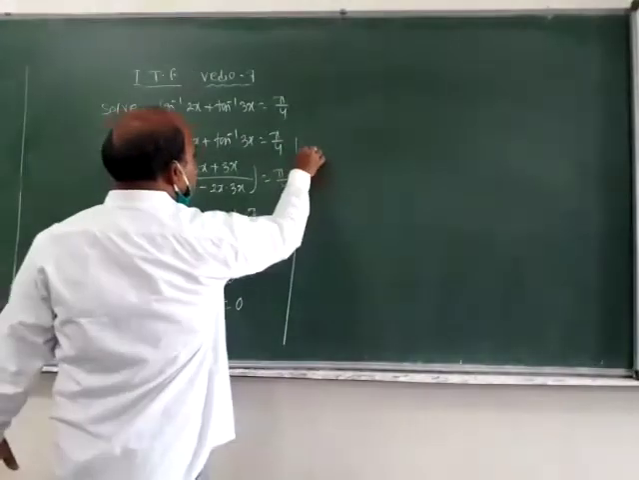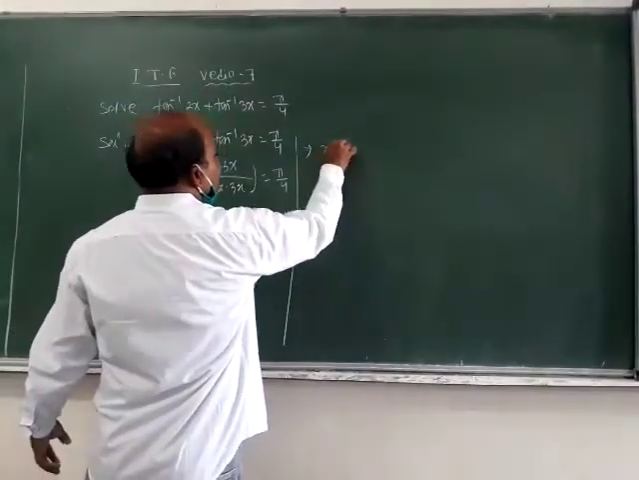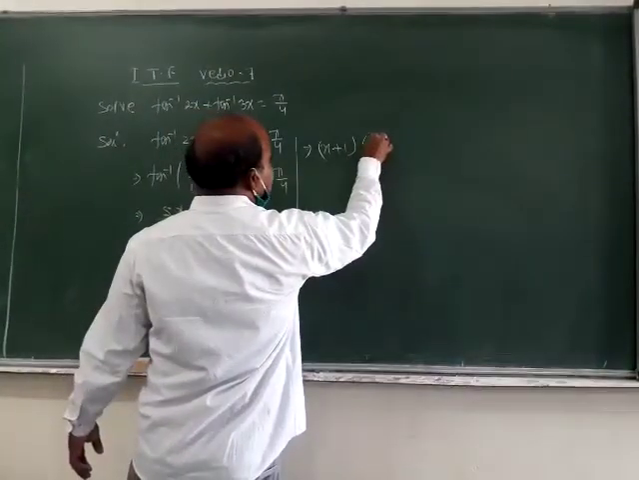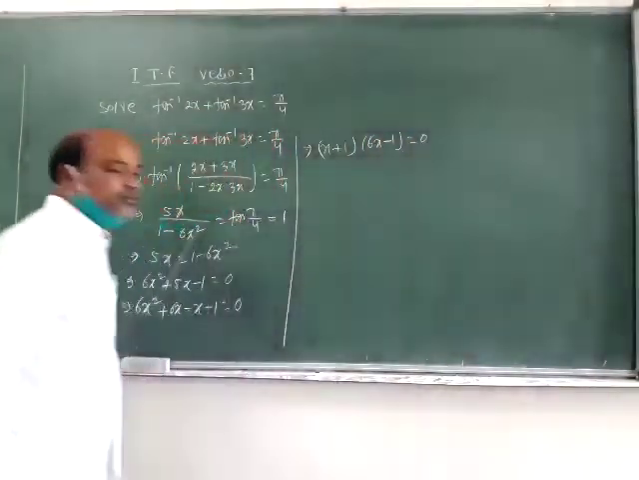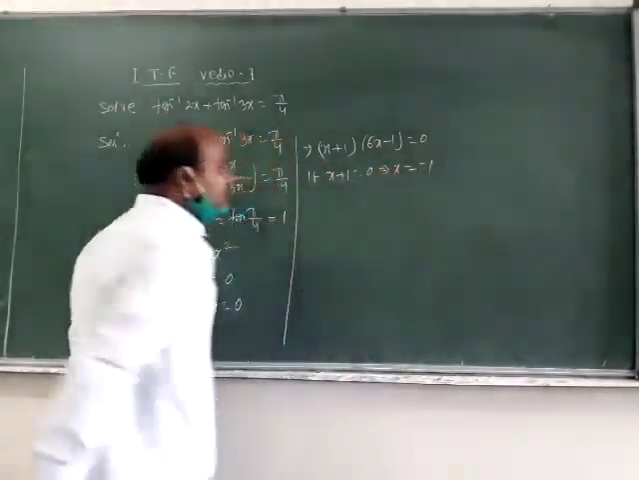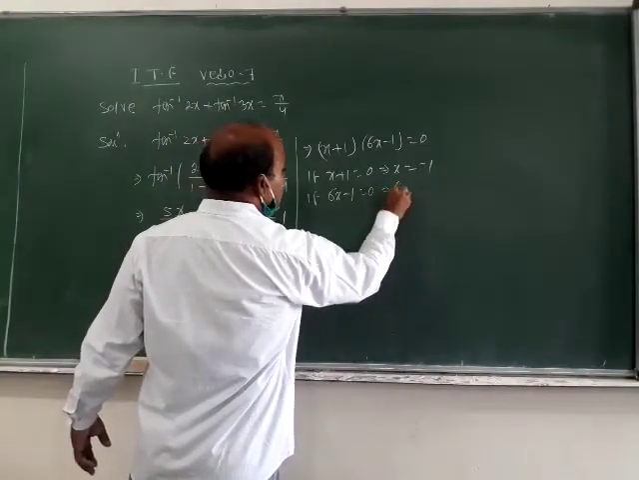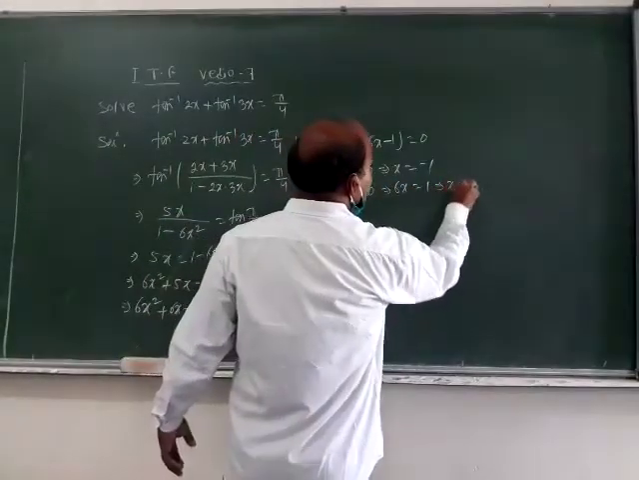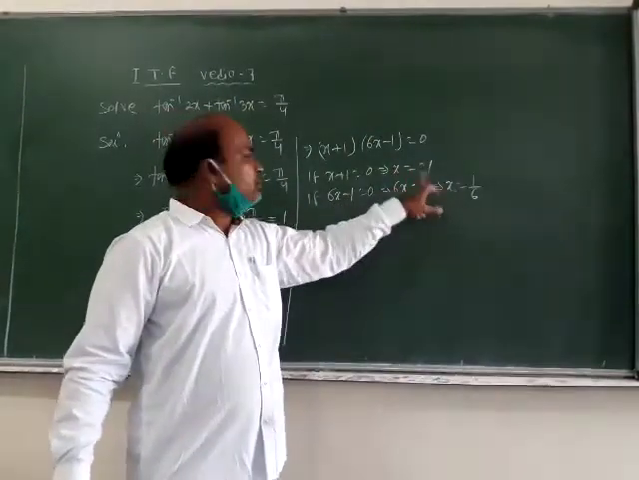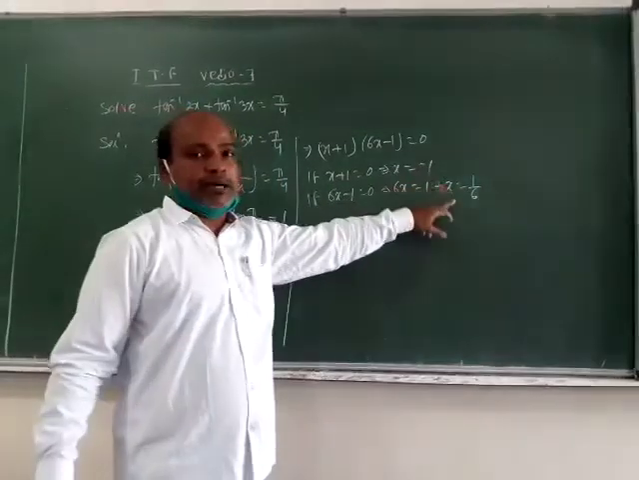Now take the common. If you take 6x common, then it will become x plus 1. If you take minus 1 common, it also becomes x plus 1. So then 6x minus 1 is equal to 0. So if x plus 1 is equal to 0, that implies x is equal to minus 1. If 6x minus 1 is equal to 0, that implies 6x is equal to 1, that implies x is equal to 1 by 6. But now you see that here we are getting two values of x: one is minus 1, one is 1 by 6. But both answers will not be satisfied.